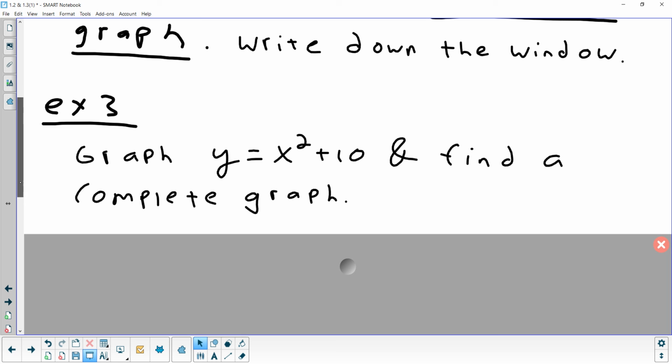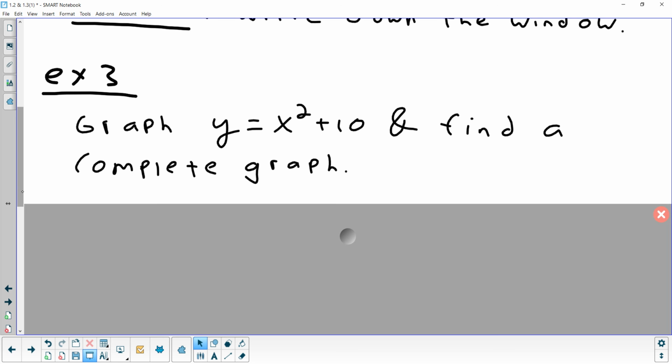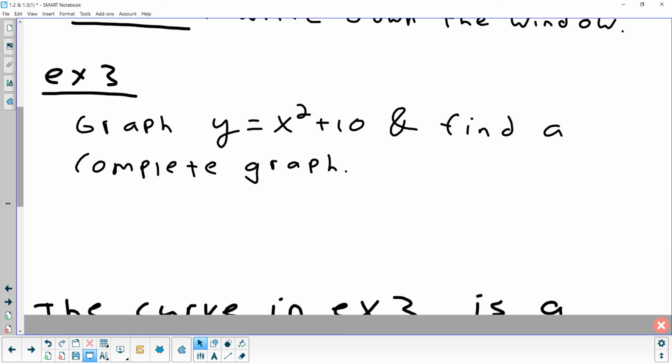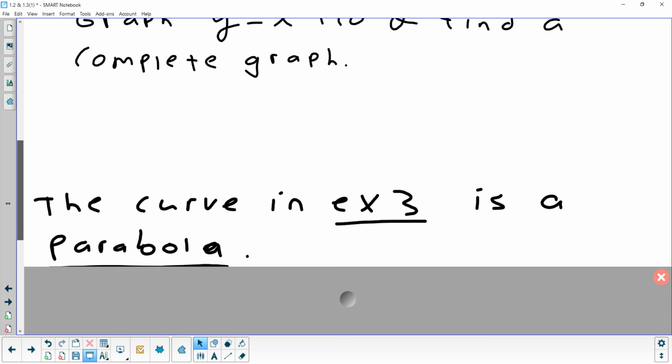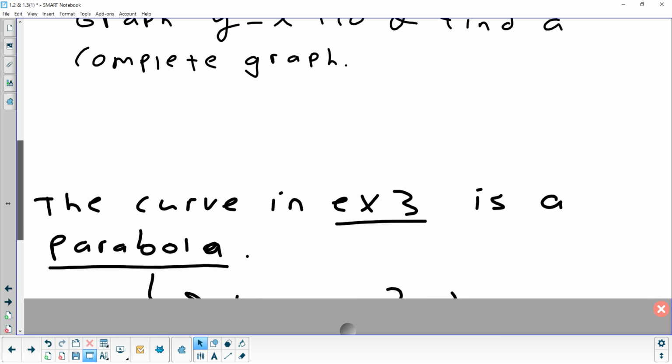I think we did that one yesterday, so I'm going to skip that one. I will mention something about this graph, though. Does anybody remember the shape of that graph? When you graph something that's squared, it has a name. Remember the name? I'll give you a hint. The type of the equation is a quadratic, but the picture has a name. Yep, Sarah? Yeah, it's a parabola. So y equals x squared plus 10 is called a parabola.